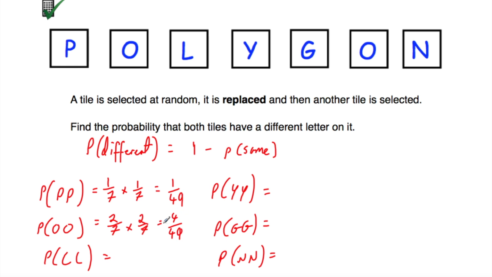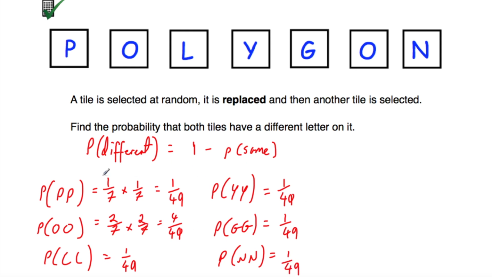So that's 4/49. The probability of an L and another L would be 1/7 times 1/7, so that'll be 1/49 again. The probability of a Y and another Y, that'll be 1/49 again, because it's a 7th times a 7th, that'll be 1/49, and that'll be 1/49 as well. So we've worked out all the probabilities.